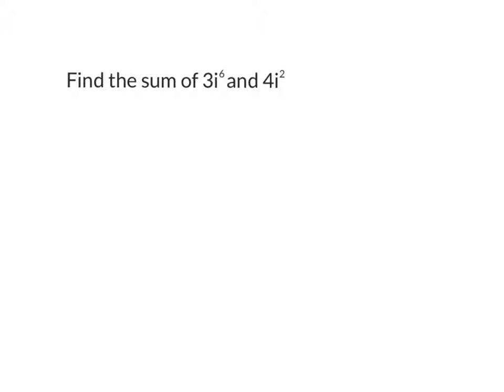The next question says find the sum of 3i to the 6th and 4i to the 2nd. If this was a part 2, you would have to show your work, so I would have to show that I know I'm adding, because I'm doing a sum. The best way to do this is to simplify each power of i, and then add them if they're like terms.